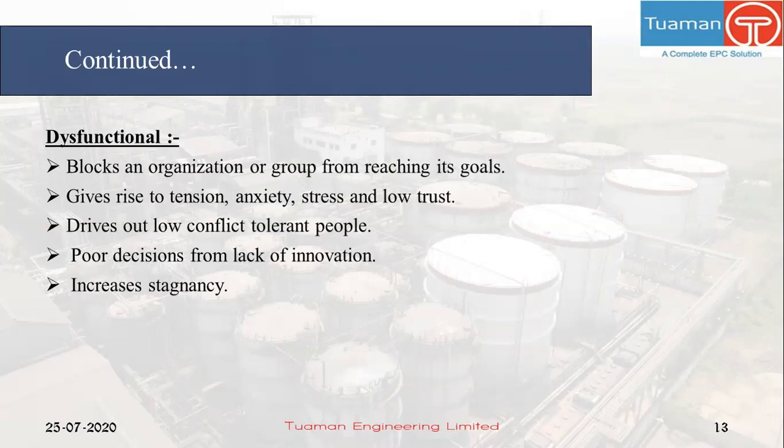And it also drives low-tolerant people, and poor decisions from lack of innovation, because people are not very innovative or creative in dysfunctional conflict, hence it will lead to poor decision making. And it also increases stagnancy. So these are some points that come under dysfunctional conflict, and there are other points too.